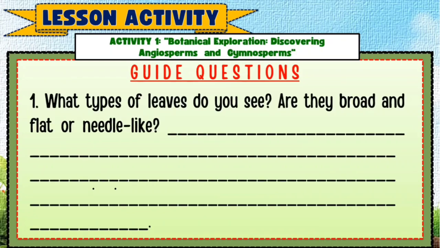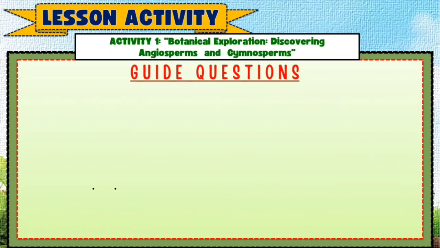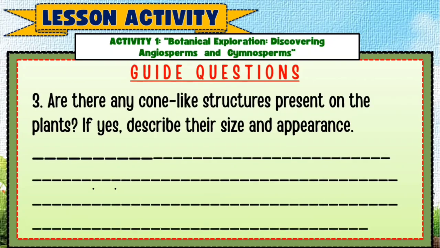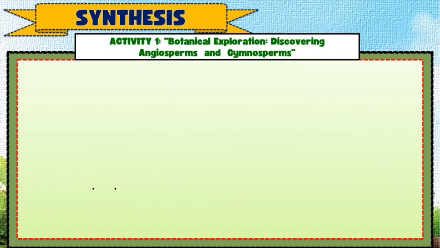Guide questions. Number 1. What types of leaves do you see? Are they broad or flat, or needle-like? Number 2. Do you notice any flowers or fruits on the plants? If so, what colors and shapes are they? Number 3. Are there any cone-like structures present on the plants? If yes, describe their size and appearance.